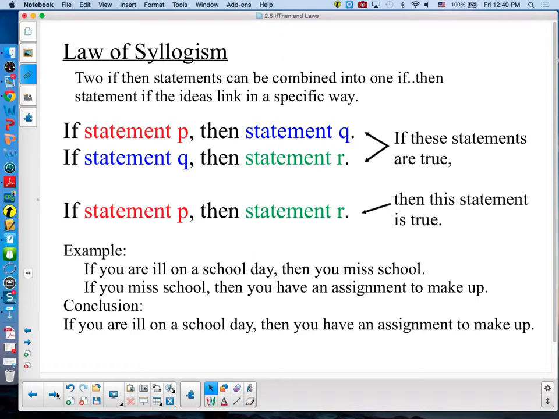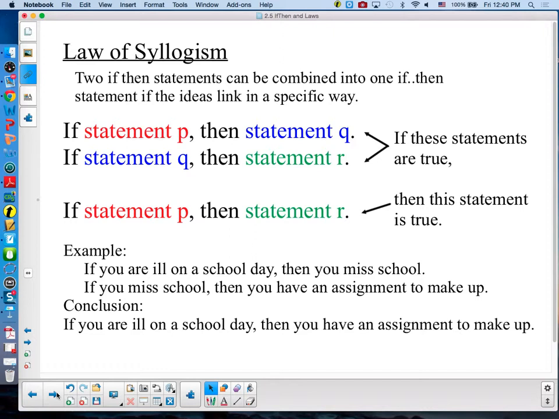So let's see if we can create some if-thens. This one says, if you are ill on a school day, then you miss school. If you miss school, then you have an assignment to make up. So combining that, if you are ill on a school day, then you have an assignment to make up. So it has the correct pattern.